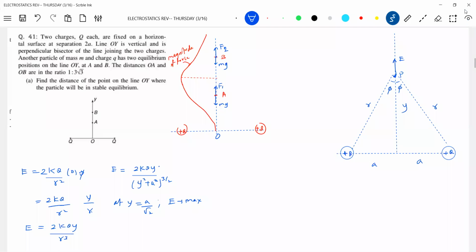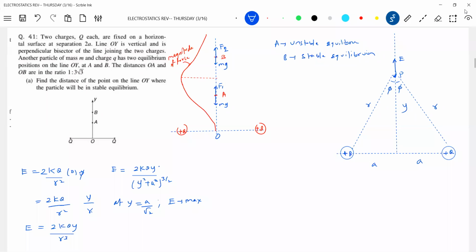So therefore, what is the conclusion? A is unstable, B is stable. No mathematics will help you. You should really bring your basics into the picture here.